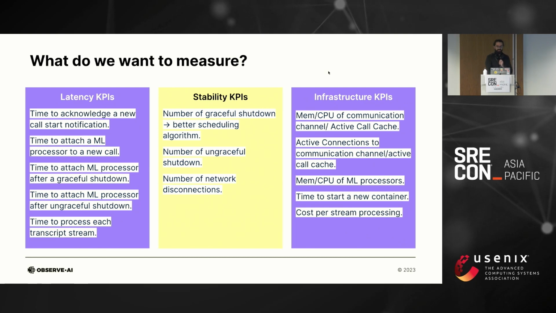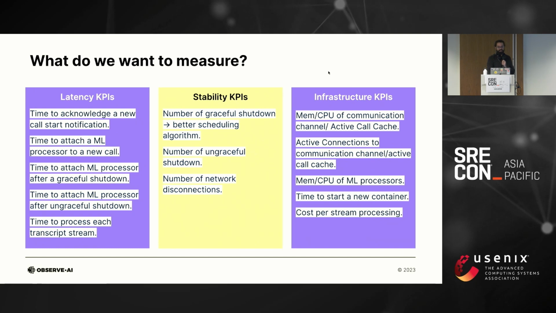And finally, infrastructure. We have the standard resource utilizations of the active call cache and the communication channel. We have the number of active connections, which is very important for any queue-based services. We have resources of all the ML processes as well as inferences. Then there is time to start a new container, which is very important when you are quickly scaling out from 10 to 1,000 calls. How quickly you can provision infra becomes very important. And then finally, cost per streaming, which is, at any given point in time, what is the cost of the infra that you're hosting, and what is the number of voice calls that you're able to process with that infra.